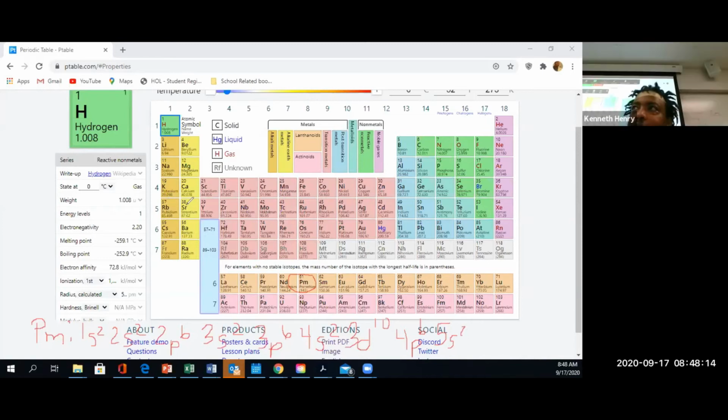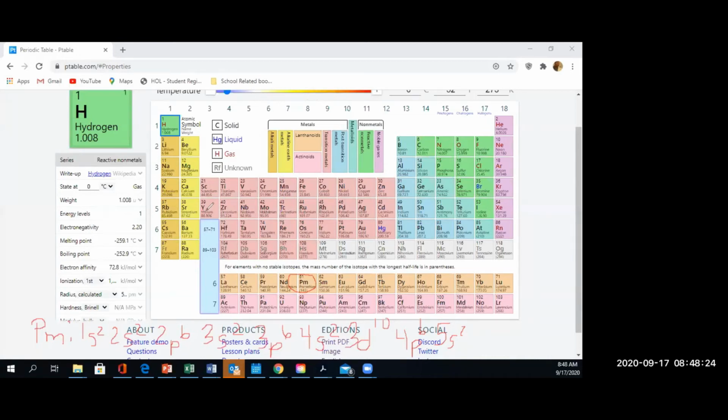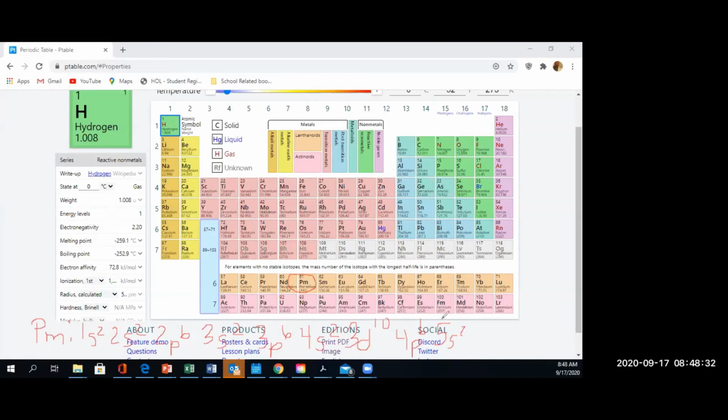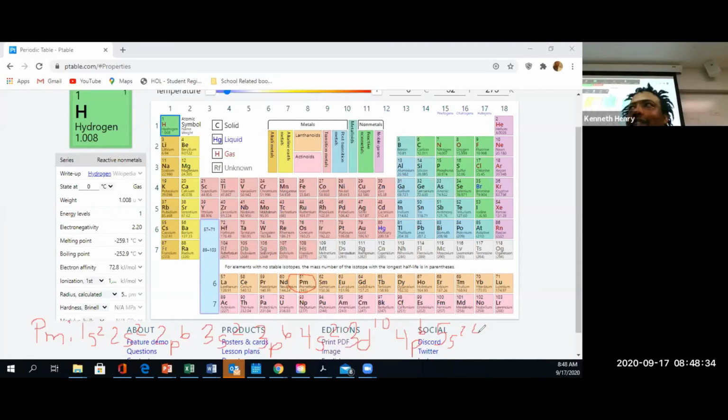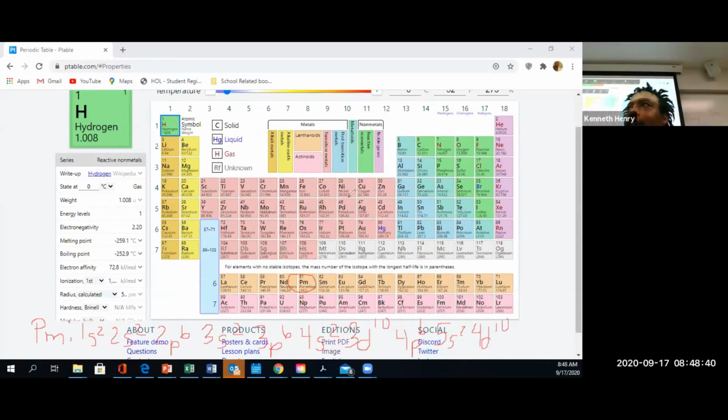So we just did 5s2. And then what's this guy over here, Lorraine? It's 4d. It's 4d, right? So remember, transition metals, these 10 guys are going to be Ds. So 4d10, okay? And so we've done 4d10 right here.